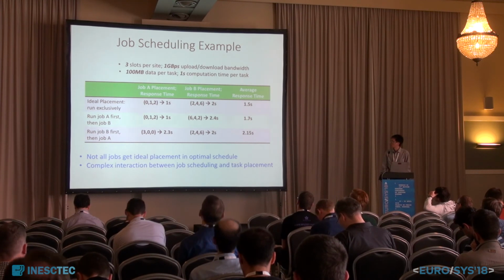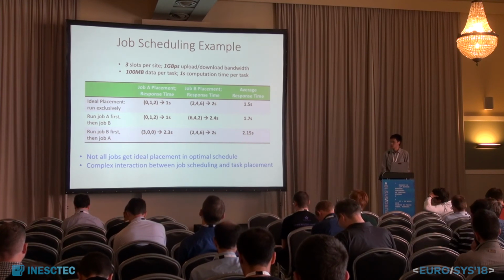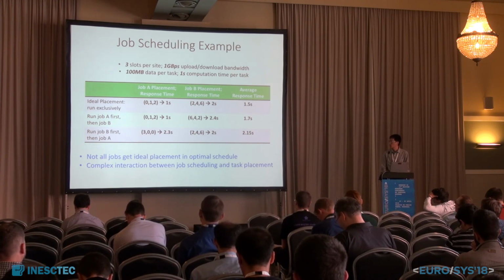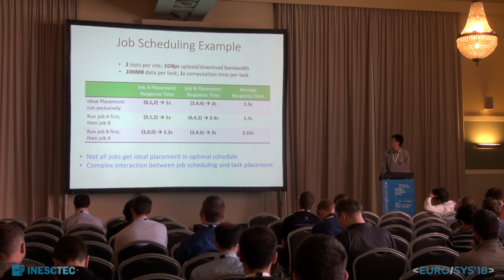And we have two different jobs. The first job requires 0, 1, and 2 tasks across all the sites. And the second job requires 2, 4, and 6 tasks across all of the sites. So their ideal placement, which runs them exclusively, is to place 0, 1, and 2 for job 1, and 2, 4, and 6 for job 2. And the resulting average response time is 1.5 seconds.